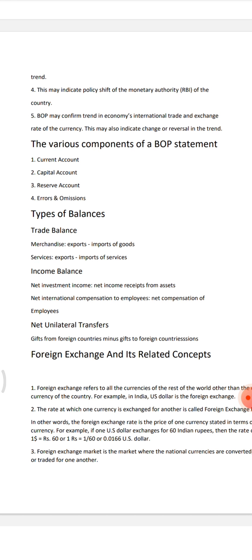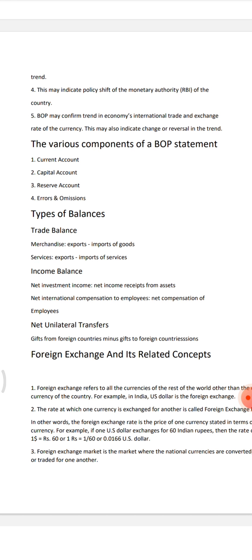So the types of balances are: first is trade balance. Trade balance includes merchandise and services. Merchandise is exports or imports of goods, and services are imports and exports of services. Another type is income balance: net investment income, that is net income received from assets. Liabilities are things like loans, and assets are things that give us profit, like property and gold.